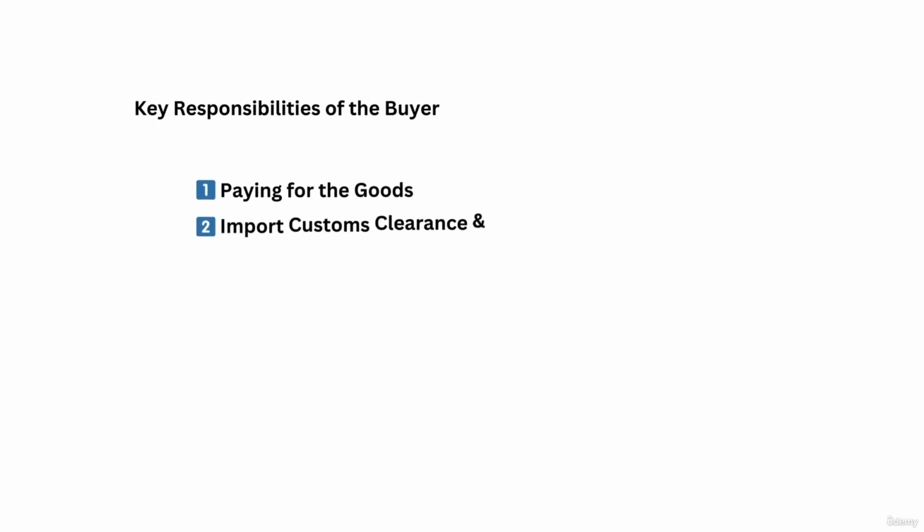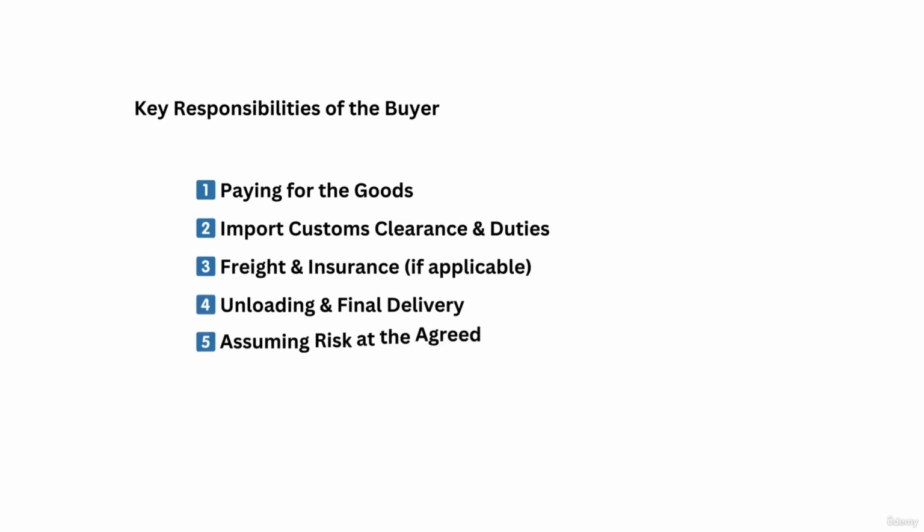In an international trade transaction, the buyer has several key responsibilities that depend on the chosen Incoterm. Let's explore them in detail. The buyer must pay for the goods according to the contract terms, ensuring timely payment to avoid any delays in shipment. The buyer is responsible for import customs clearance and duties. This includes handling all customs procedures, paying import taxes, and securing necessary permits in the destination country.